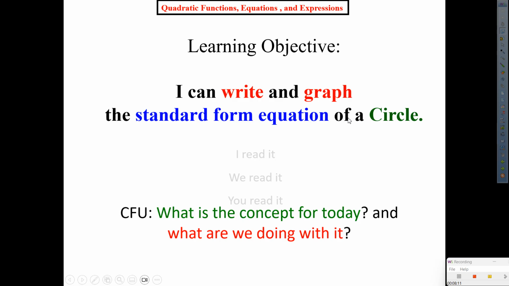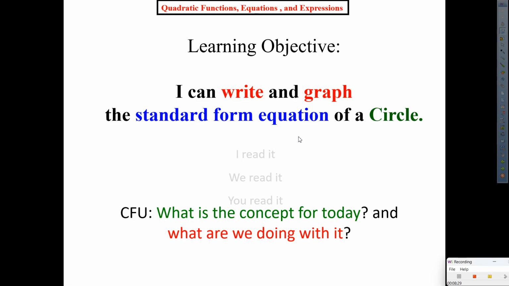Just extra practice. All right, get a Cornell note ready, please. I can write and graph the standard form equation of a circle. Write that down, please.